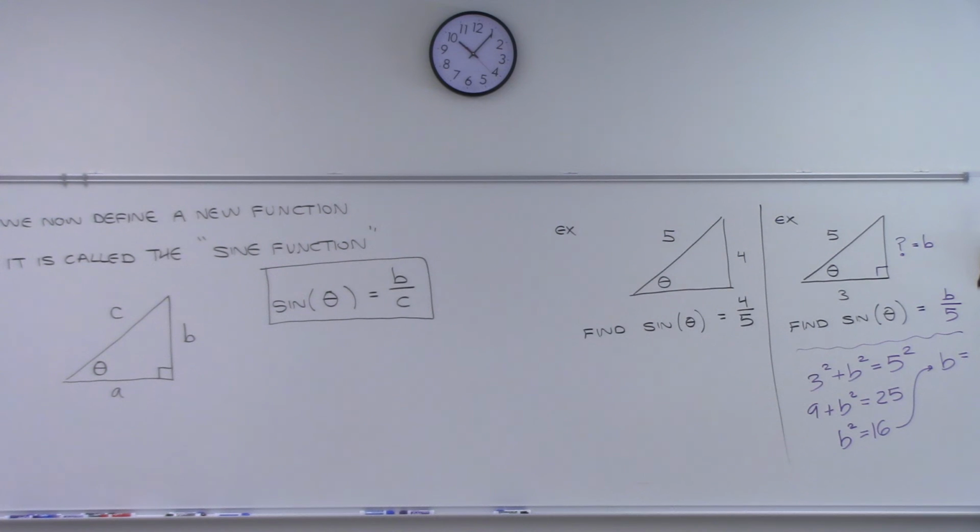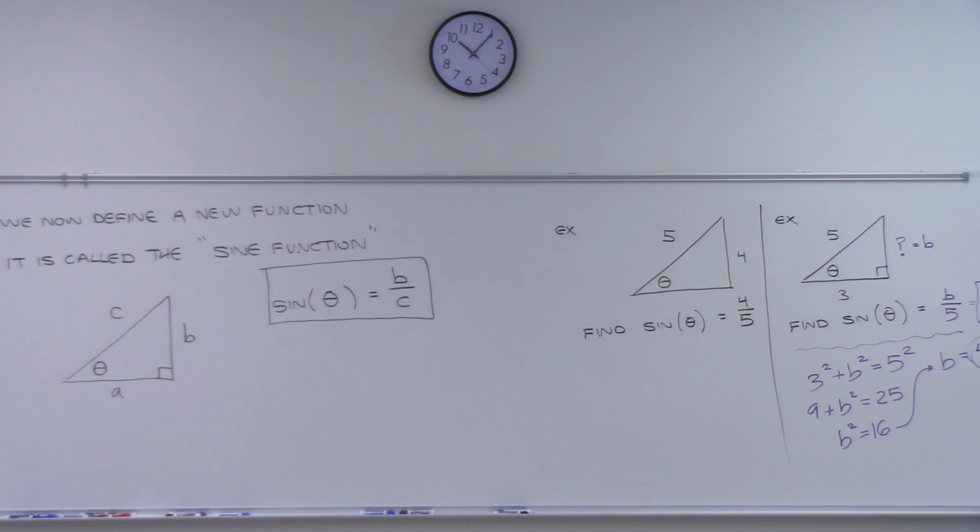Because you took the square root. Anytime you take a square root, you have to do plus or minus. However, I'm only going to look at the plus. I'm not going to have a negative distance. Later on we will, so we have to pay attention to this. Right now we're talking about a triangle, and the length of a side of a triangle is always positive. So that's why we're going to get 4 here. So what's my answer? 4 over 5.